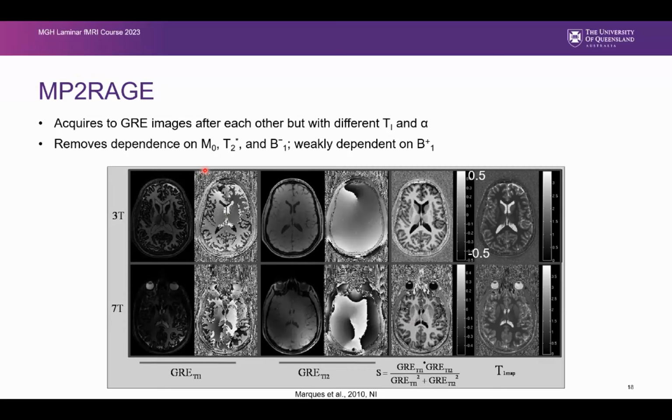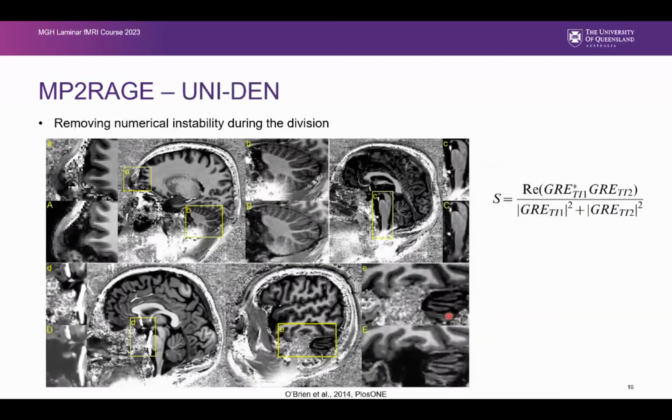So MP2RAGE basically removes all the dependence on M0 or proton density, T2 star, and B1 minus, and is only weakly dependent on B1 plus. So it gives you a nice homogeneous contrast across the brain. But you might say, oh, there's all this noise in the background. That's really ugly. And if you put that into FreeSurfer, it will just not work at all.